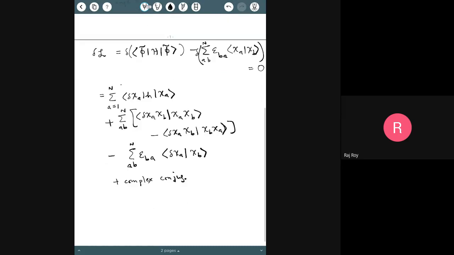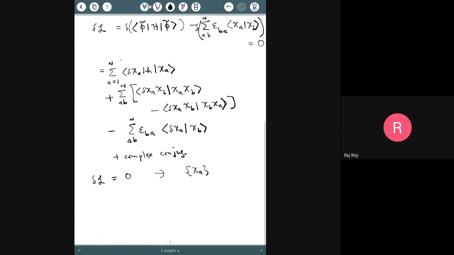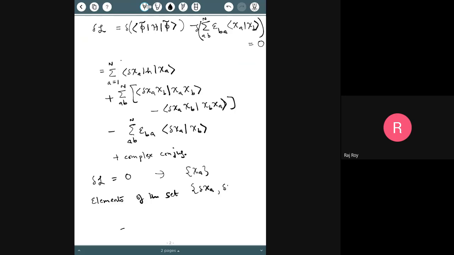And then you set this to 0 to obtain the set of optimal spin orbitals. Okay. Now, but what is the equation determining the chi-a? So here there was an argument that elements of the set delta chi-a, delta chi-a star.